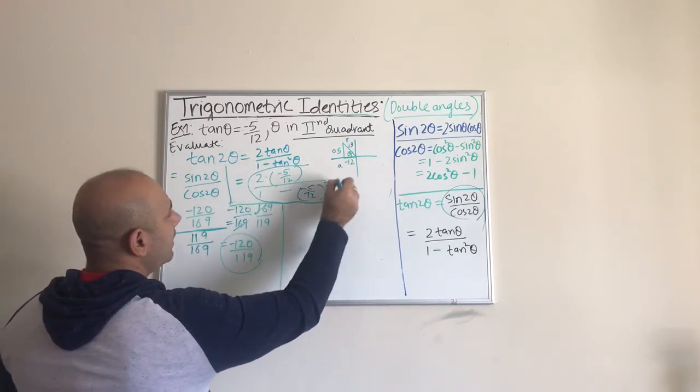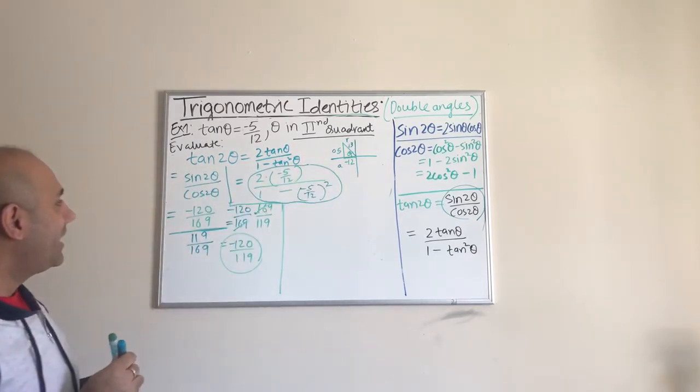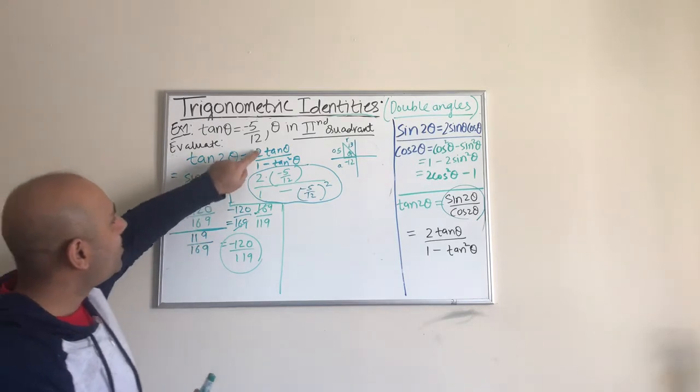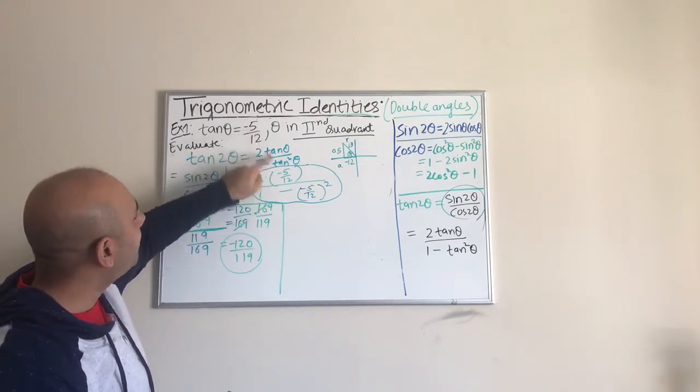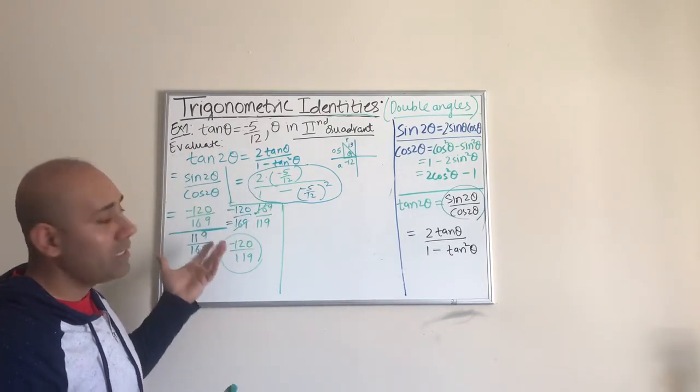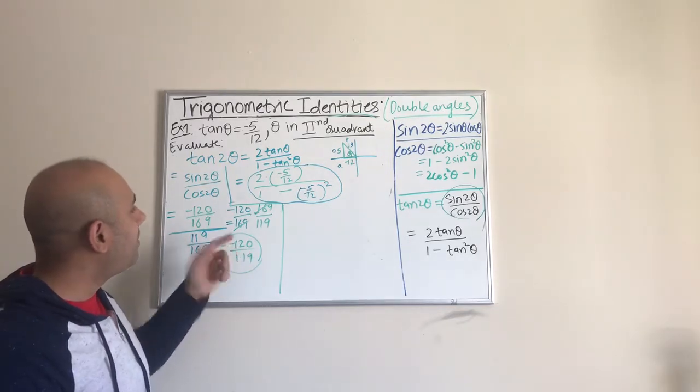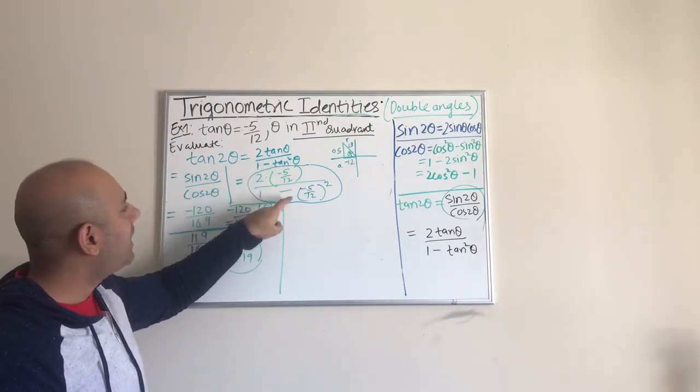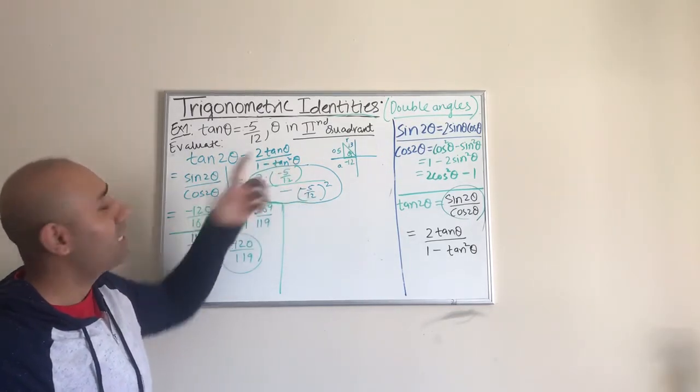Let me put it in the circle so you can clearly see it. It does not mix up with other things. Guys, 2 times tan theta, 2 times negative 5 over 12, I put it in the parentheses. It's a negative quantity, it's good to put it in parentheses. Then 1 minus tan square, 1 minus, again, tan in parentheses, we still got to square it.